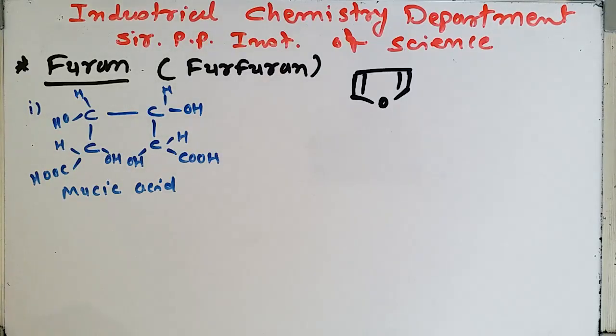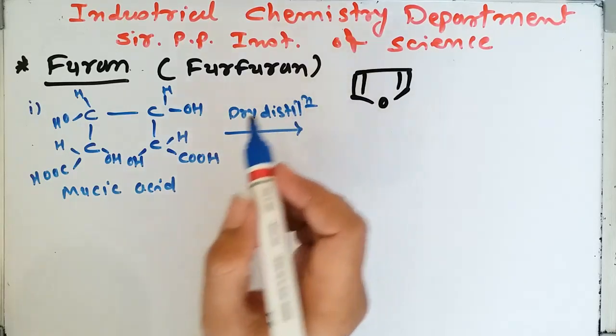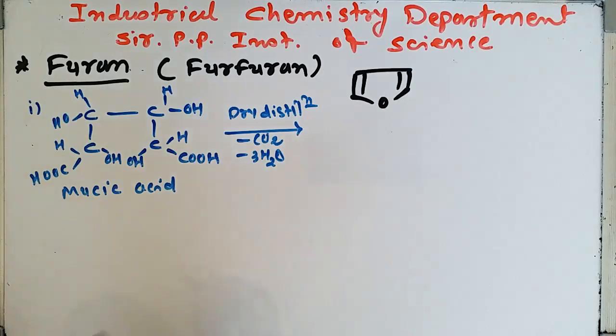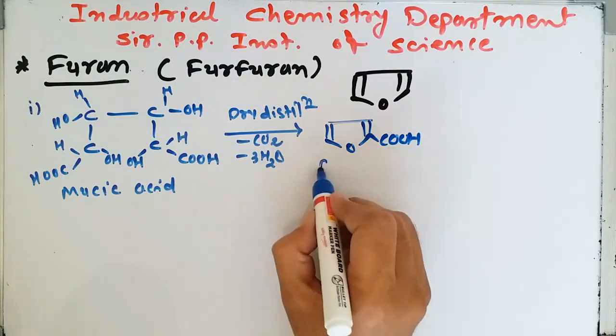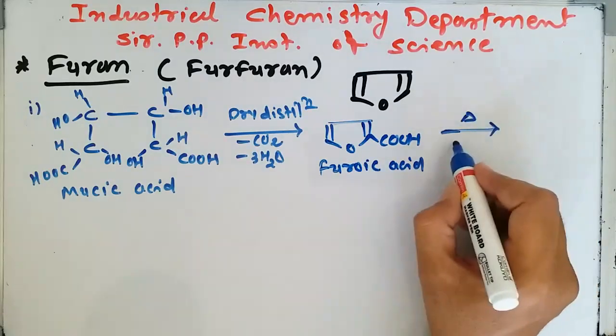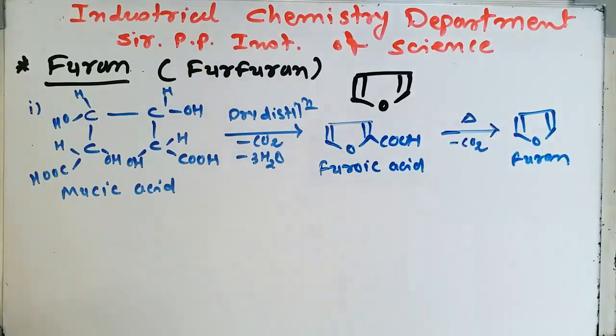which gives furoic acid on dry distillation. Dry distillation takes place with removal of carbon dioxide, and for balancing the equation 3H2O is removed. It gives furoic acid, and decarboxylation gives furan. This is the first preparation of furan.